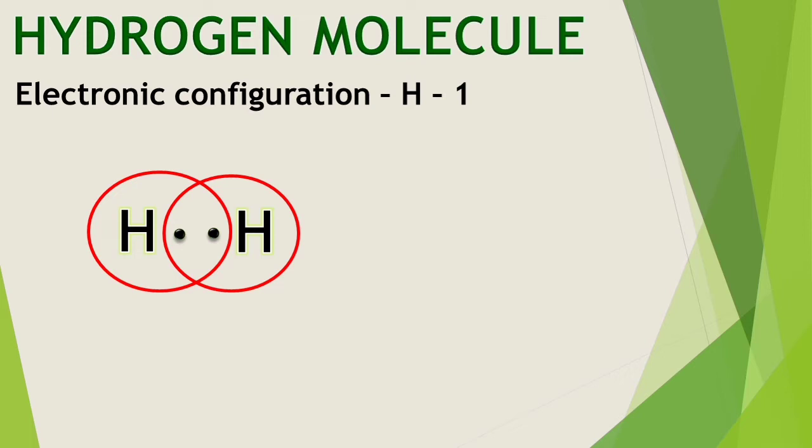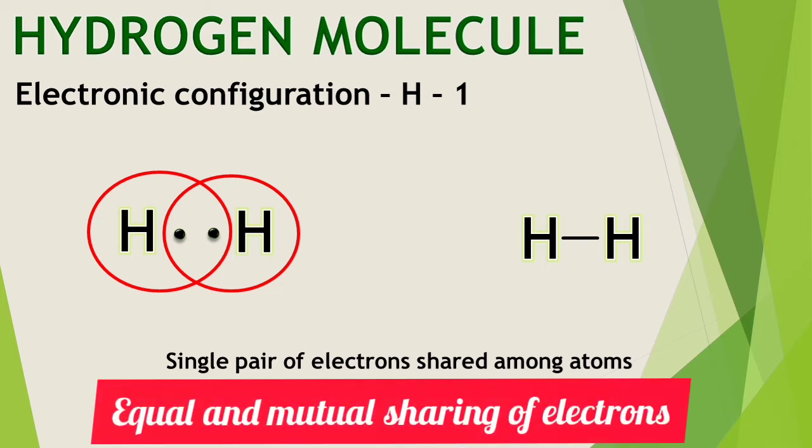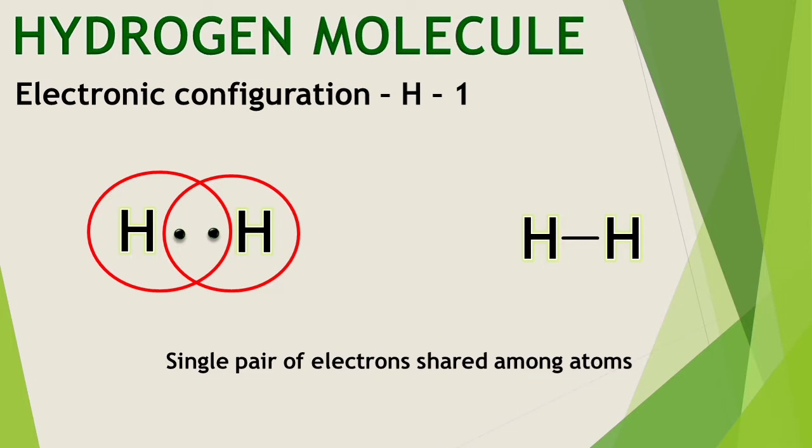The shared pair of electrons is said to constitute a single bond between the 2 hydrogen atoms. We can also represent a single bond just by drawing a line between the atoms. You can see on your screen how the single bond between hydrogen atoms is shown. In the formation of the hydrogen molecule, the atoms share 1 electron each, or in total we can say a single pair of electrons is shared among the atoms. Let us recall that electrons are always shared equally and mutually. If one atom shares 1 electron with the other one, in turn it also receives 1 electron for sharing.